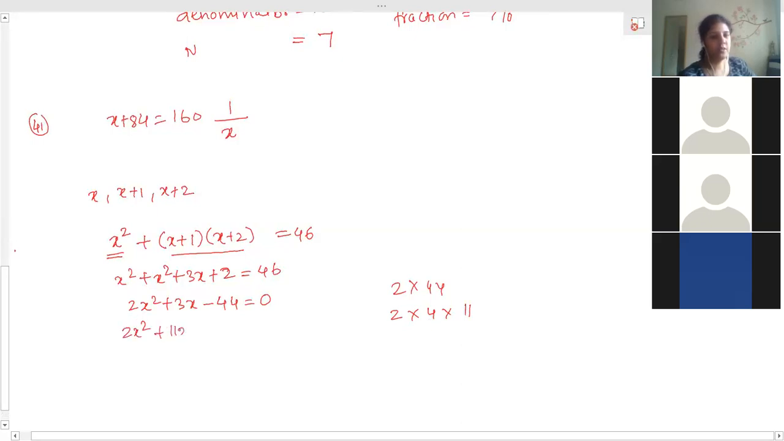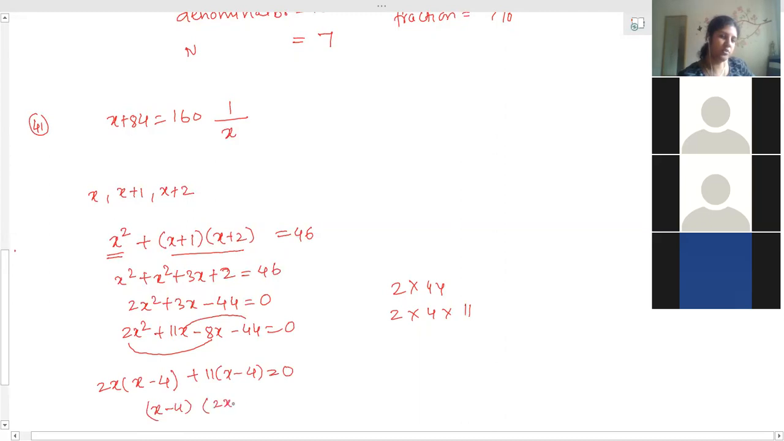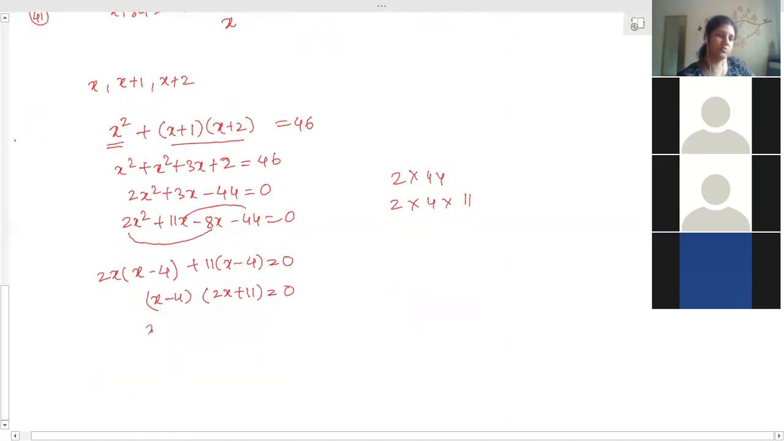2x square plus 11x minus 8x minus 44 is equal to 0. 2 and 8 we will combine, and 11 and 44 we will combine. So it is 2x into (x minus 4) plus 11 into (x minus 4) is equal to 0. So (x minus 4) into (2x plus 11) is equal to 0.